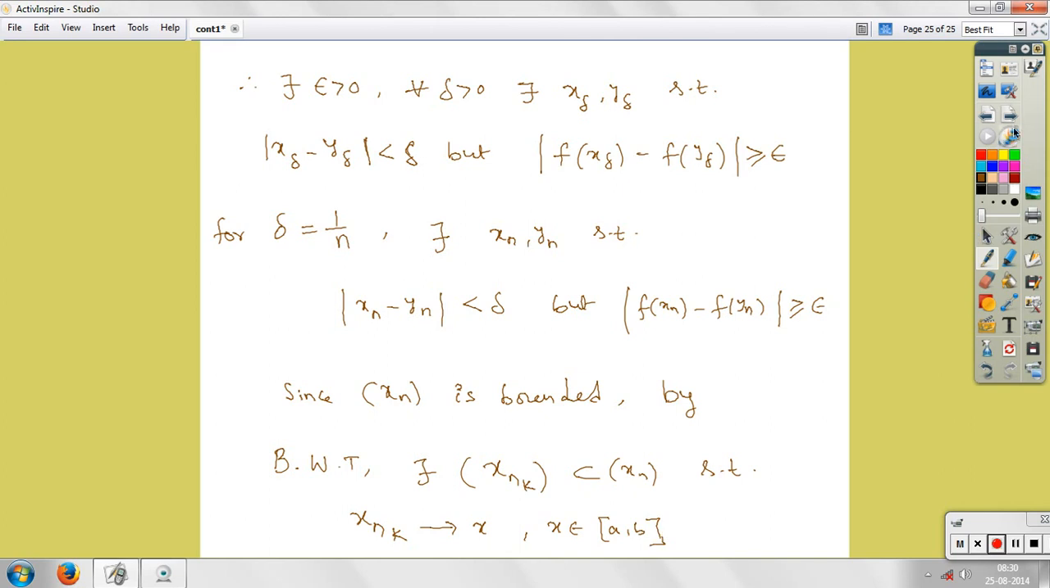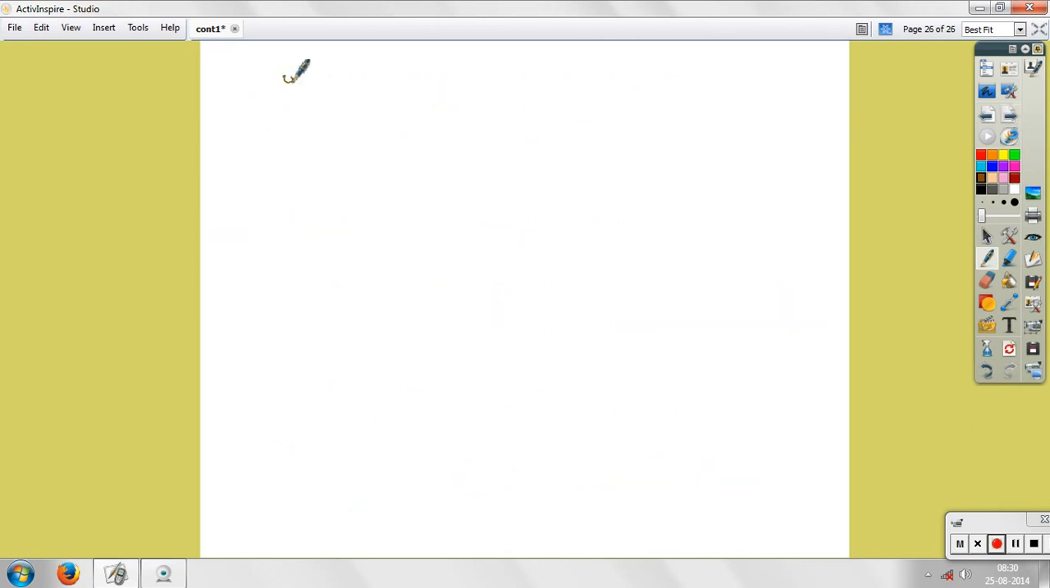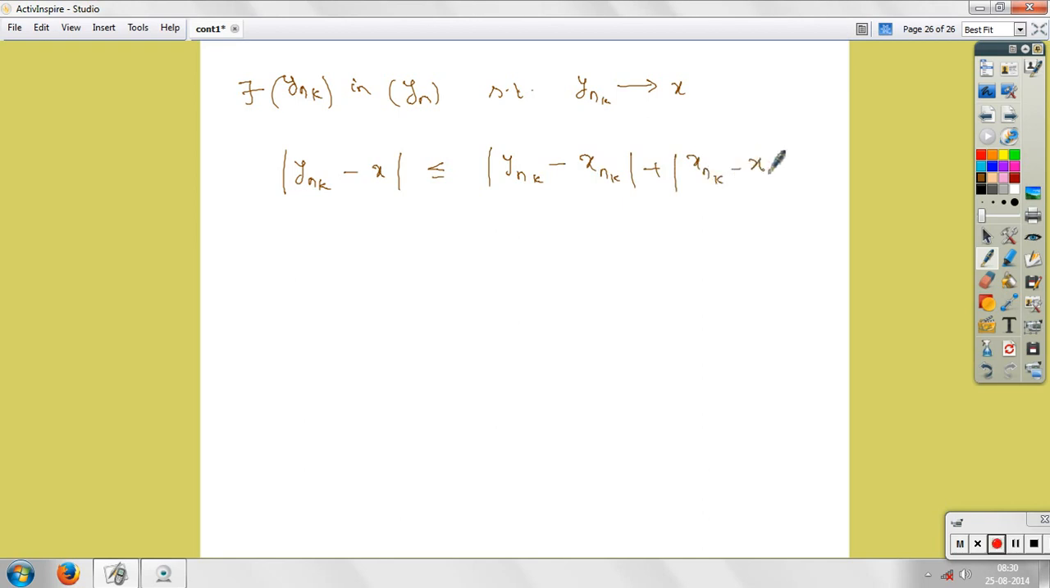Now we can prove that there exists a subsequence ynk in yn which also converges to the same limit x. This is because ynk minus x we can write as ynk minus xnk plus xnk minus x, and ynk minus xnk we can make less than epsilon, and this is also less than epsilon, so therefore ynk converges to x.